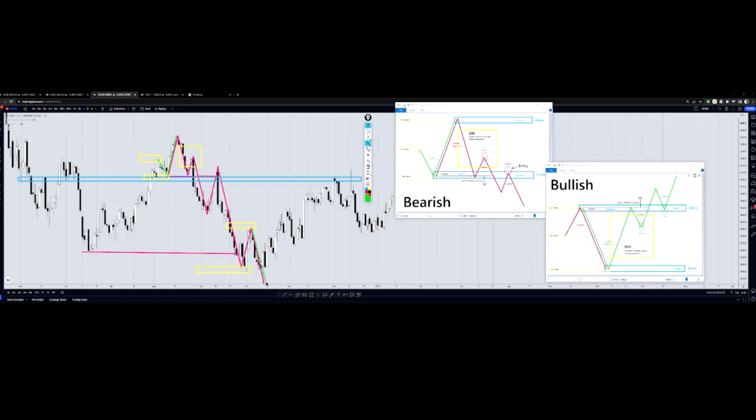We have this, doesn't really break out so much here, this pullback. This becomes the phase 1 distribution in ICT terminology, and then we have an expansion, and the break happens just about here.